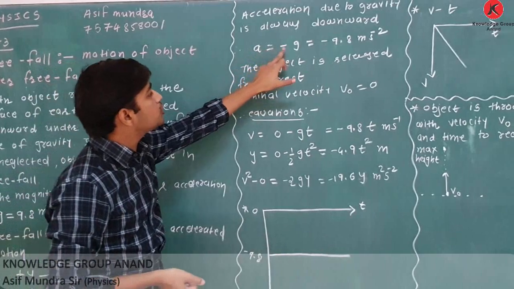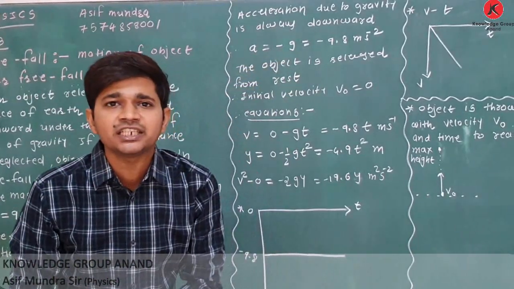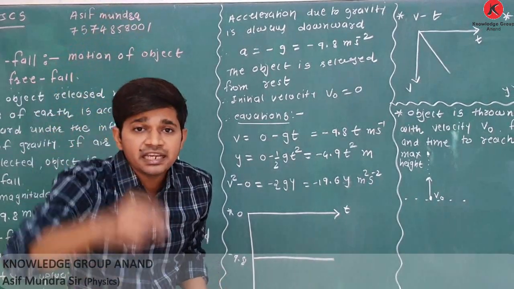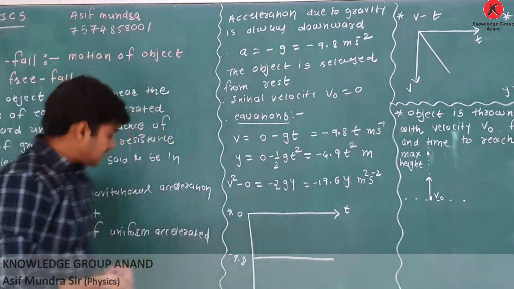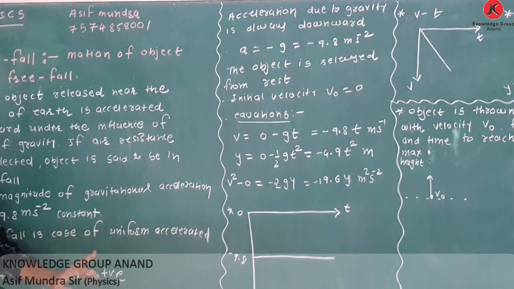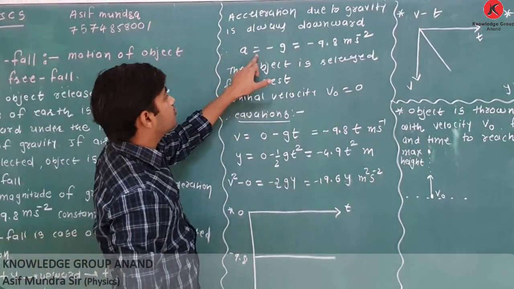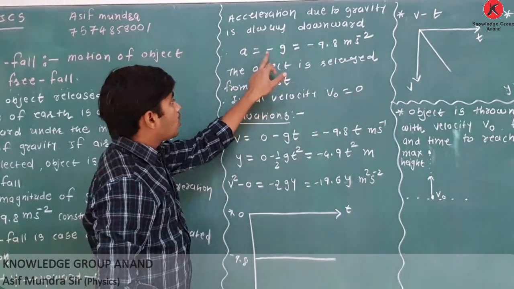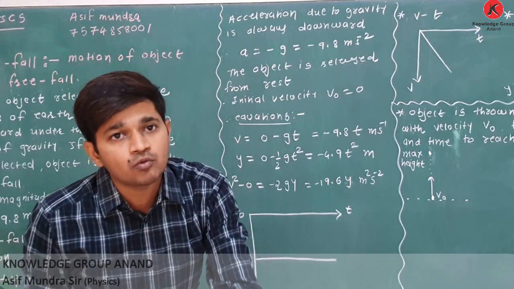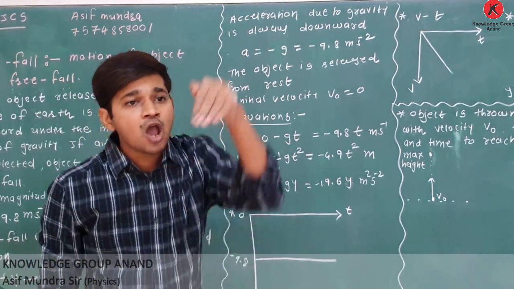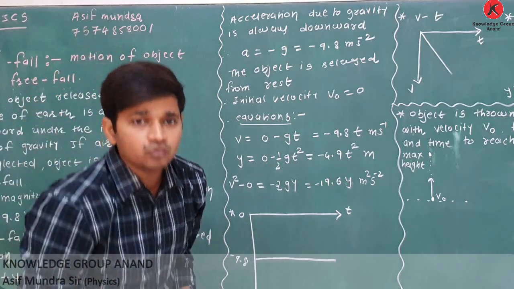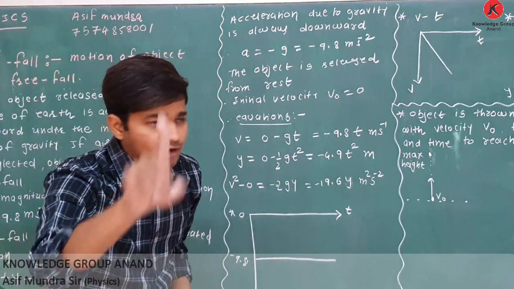Now see, acceleration due to gravity is always downward. So a is equal to minus g. Why minus g? Because the object is falling freely in the downward direction, and upward direction is considered positive while downward direction is considered negative. That's why here a is equal to minus g. What is the meaning of minus? The object is moving downward. Acceleration is in the downward direction. Clear?